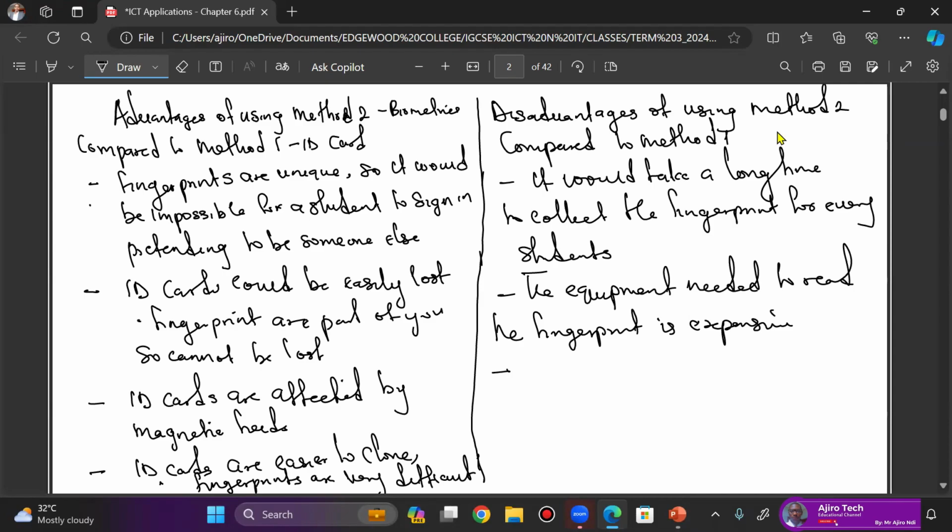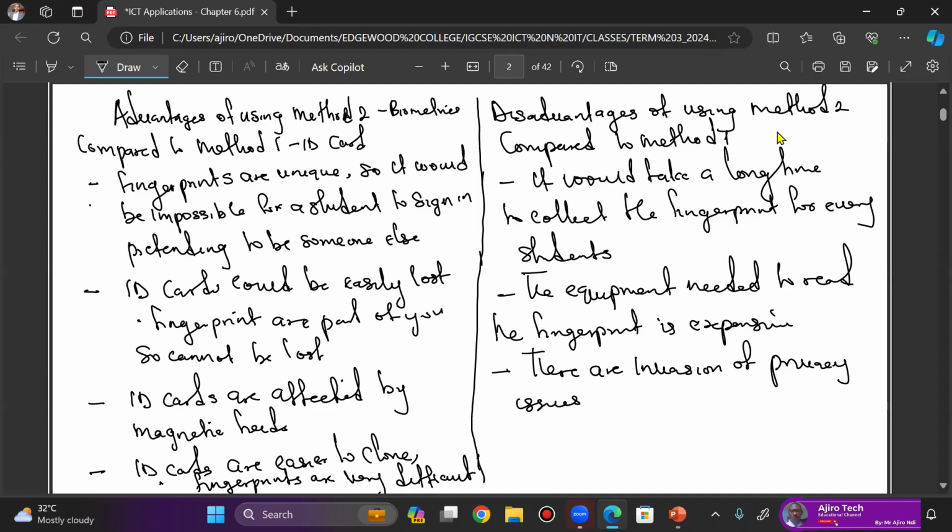But then again, we have to look at the fact that storing this fingerprint database is an invasion of privacy. So we have to look at it as a privacy issue. And of course, a number of students and parents may object.